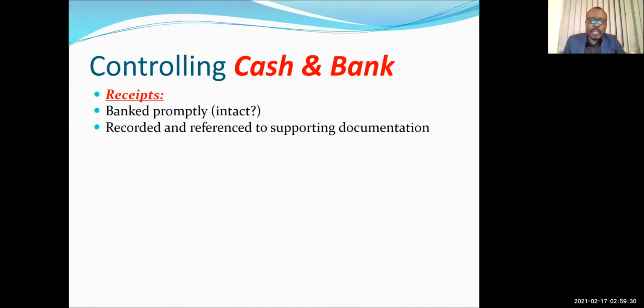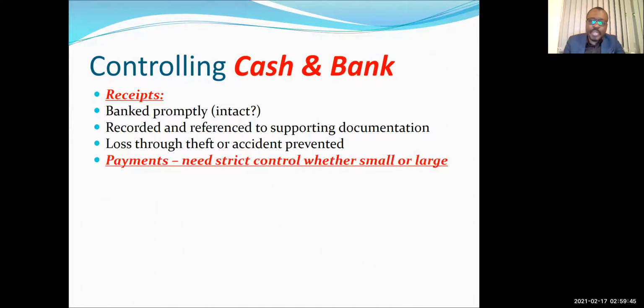Any recorded amounts should be referenced accurately to the supporting documents, and ensure that losses are blocked off. No theft, no embezzlement, no accidental theft. Any accident should be blocked off. In terms of payment of cash, there should be strict controls.